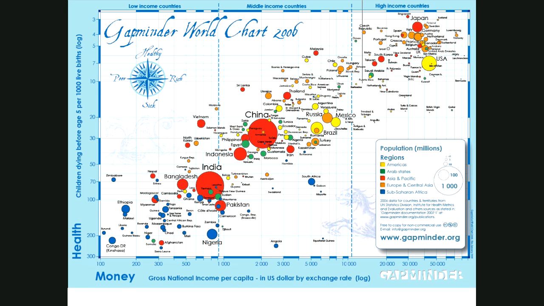So the Gapminder World chart, this is kind of interesting, you can search for it. You may have run into it. I think for a while it was famous. But first of all, it allows you to put more than one variable in here. So the x-axis is money. The y-axis is health, children dying before the age of 5, and here is gross national income per capita, things like those.